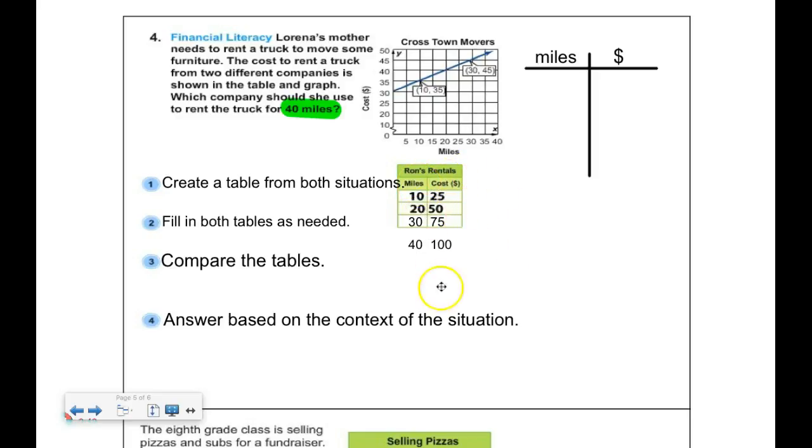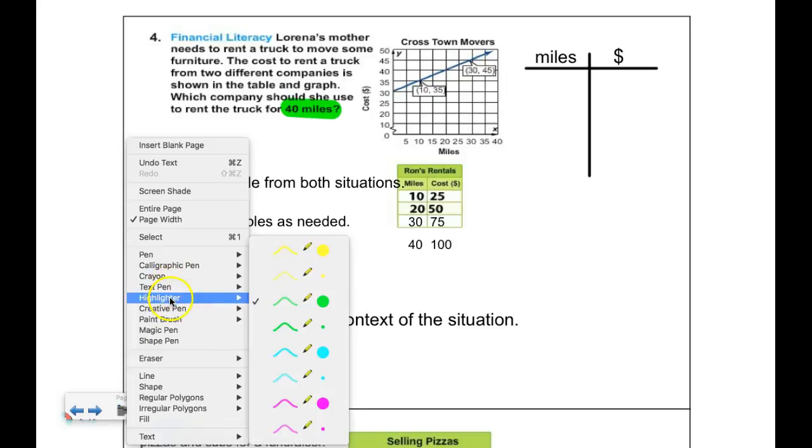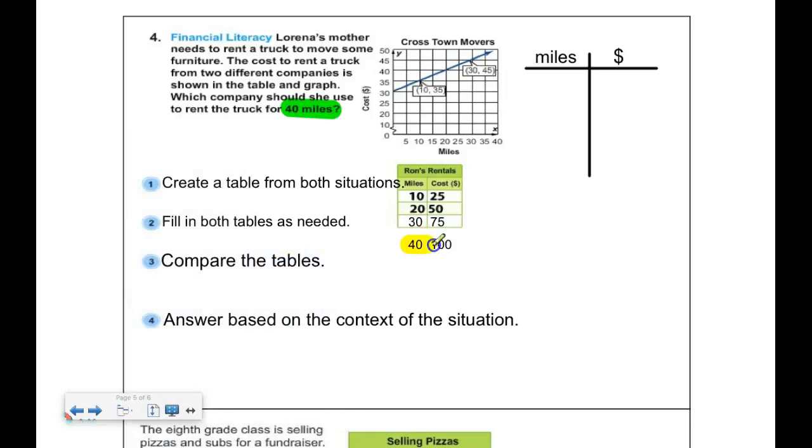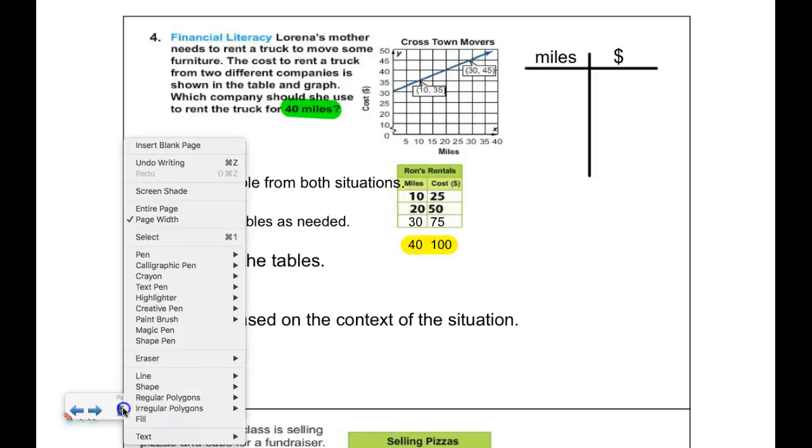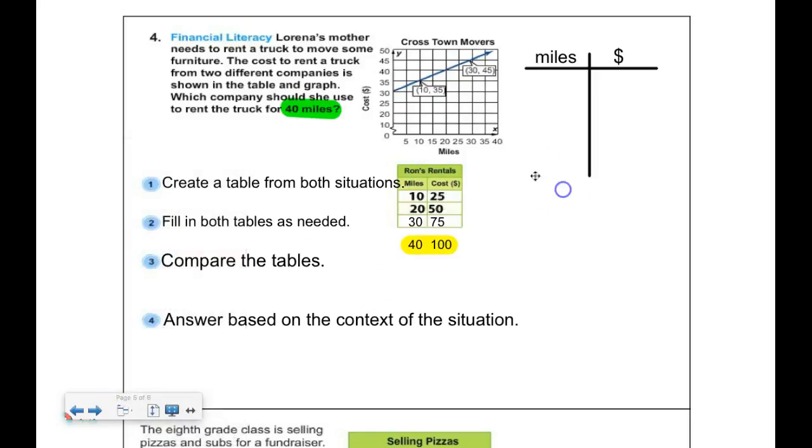So this table's done, and it looks like I also have information that's going to be helpful in terms of answering the question, which is which company should she use to rent the truck for 40 miles, presumably the one that's going to cost her less money. So we're done with the first one. We need to now attack the Crosstown Movers and take this information from the graph and put it into another table that looks just like this one, so that we're comparing the same things.